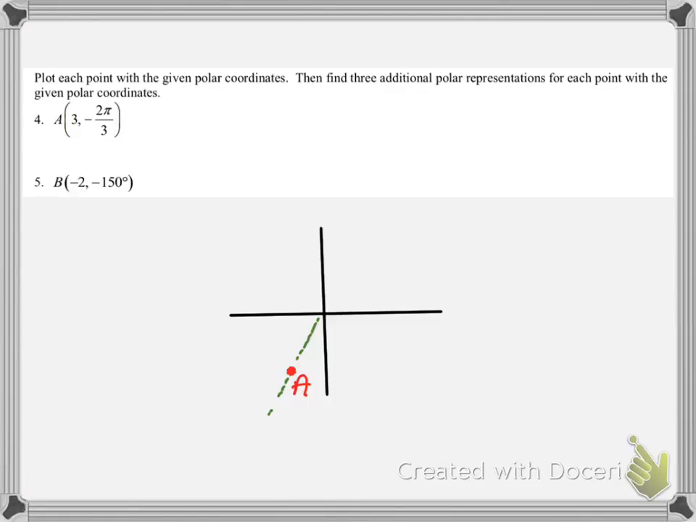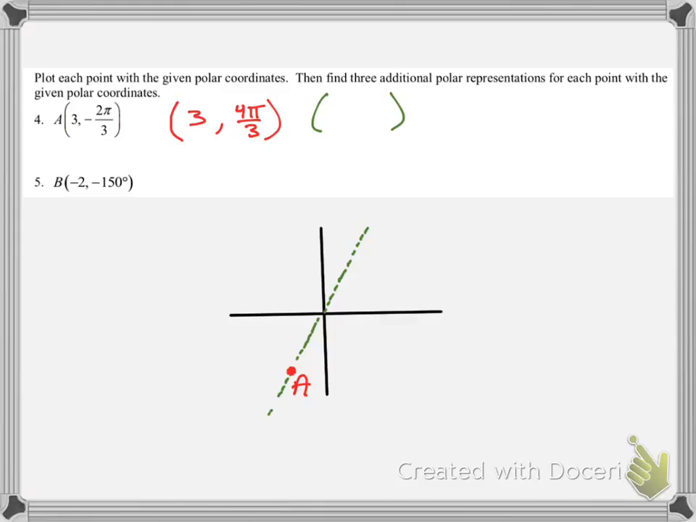Now, there are different ways that you can write those coordinates. That was using a negative rotation. We could also use a positive rotation, and in that situation, this would be the angle 4 pi over 3. And the radius is still 3. We could also use a negative radius. If we use a negative radius, then that means we use this as the angle. This angle is pi over 3.